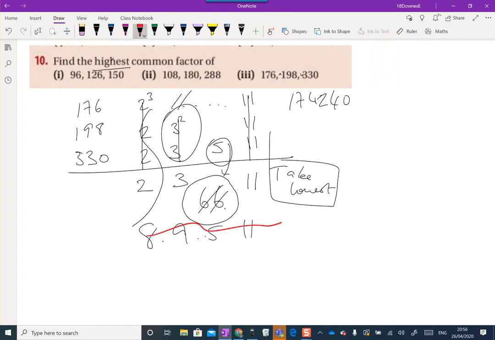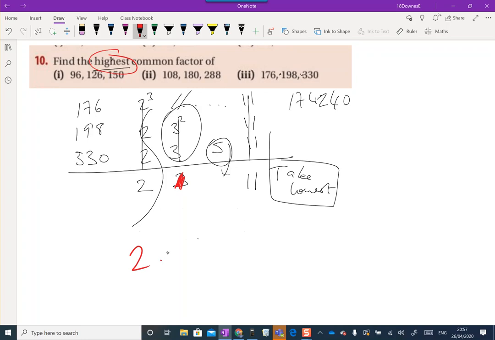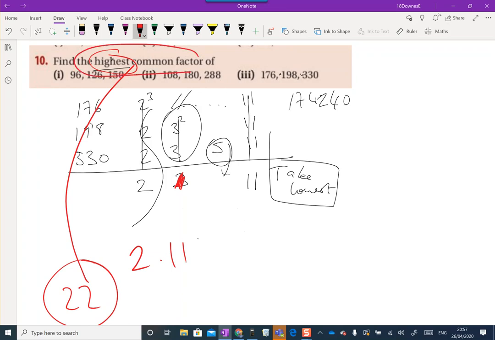So I discovered 66 isn't right. And we discover that because I don't know where I mysteriously came out with 3 here. I just did the algorithm incorrectly. So what I should have been doing, as I'm looking for the highest, is taking the lowest power. So the lowest power was simply 2 and 11. So 22 is the answer for the highest common factor.